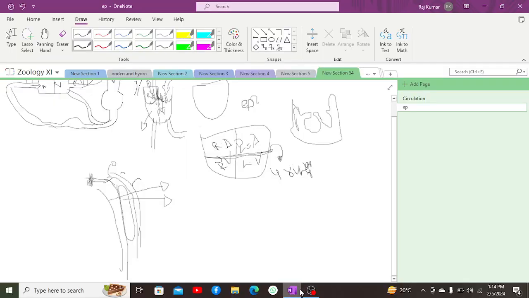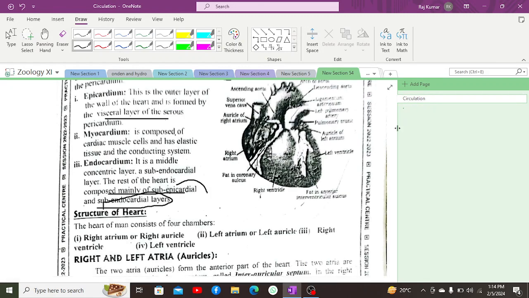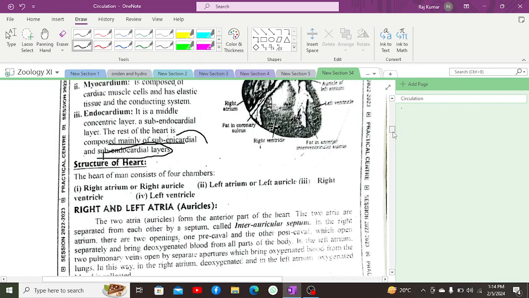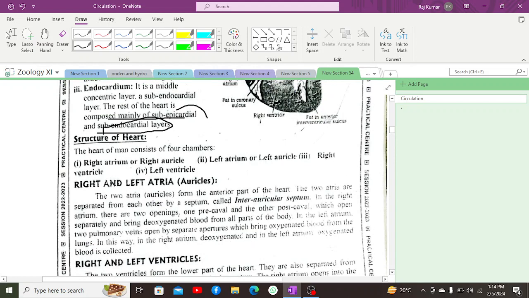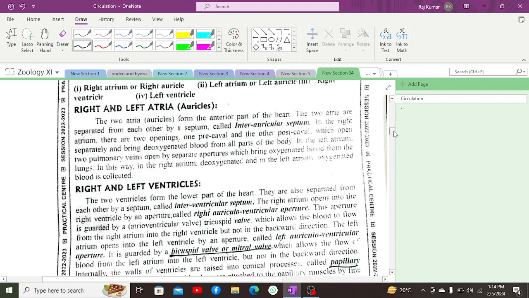Now let us discuss the structure of the heart. The heart of man consists of four chambers: right atrium, left atrium, right ventricle and left ventricle, with the right and left sides separated by the interatrial septum.